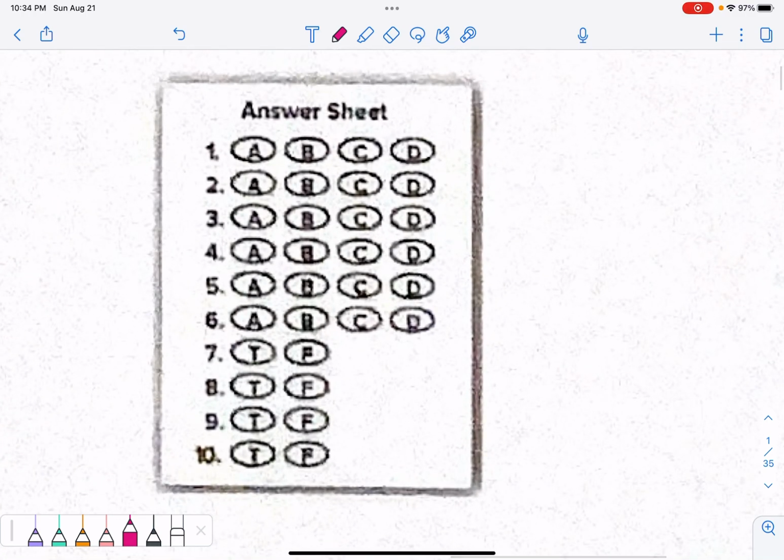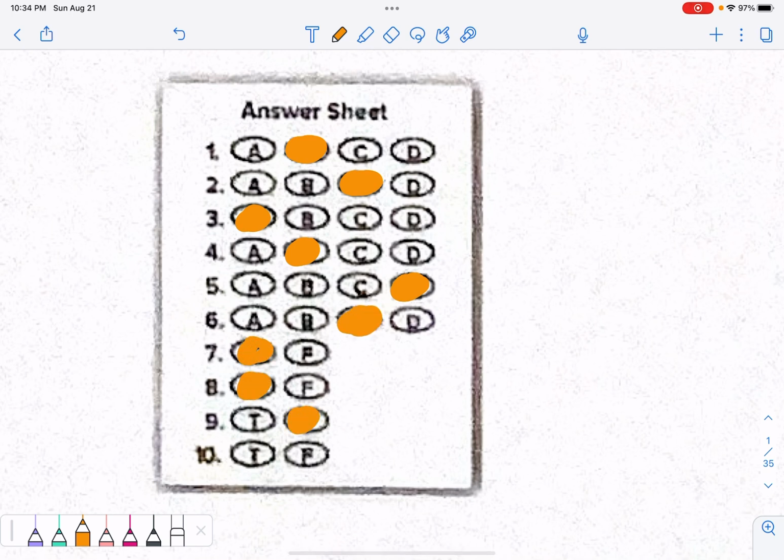Okay. So here's my answer sheet. I have 10 questions on this answer sheet. And let's say I randomly pick B, and then C, and then A, and then B, and then D, and then C, and then true, true, false, true. That is one way of filling the answer sheet out of how many total different ways I could fill out the answer sheet, right?